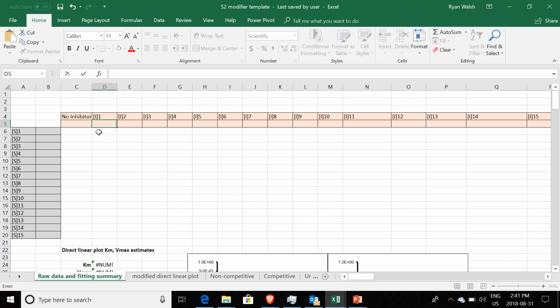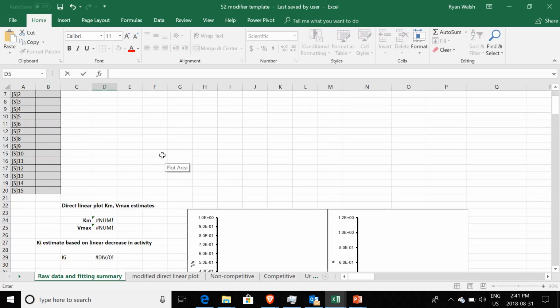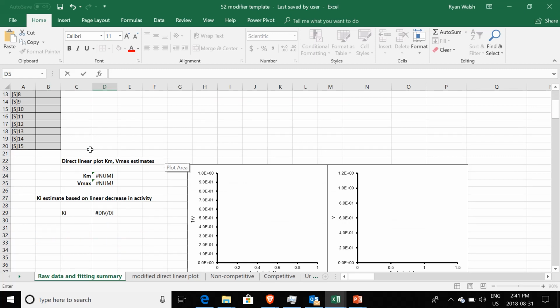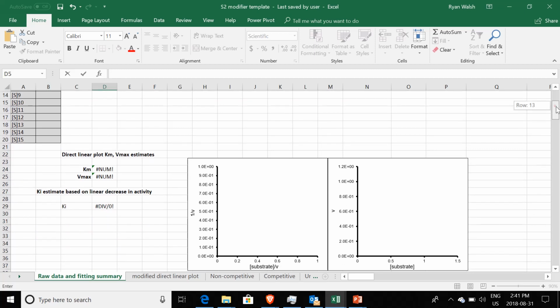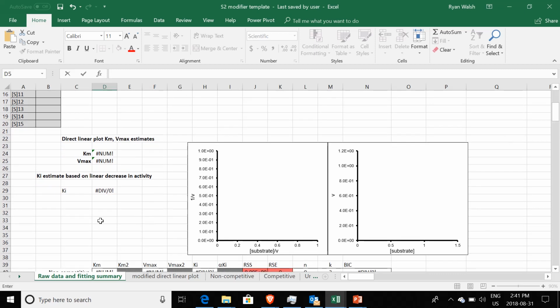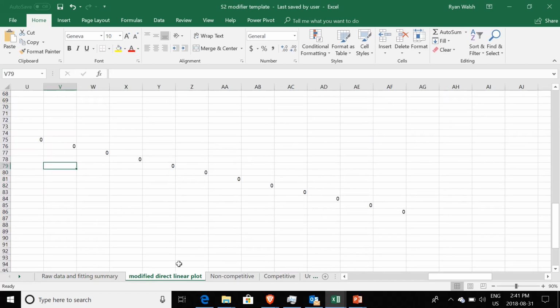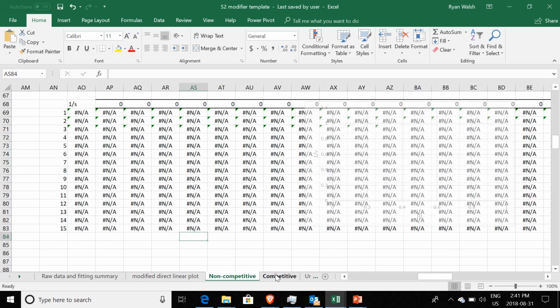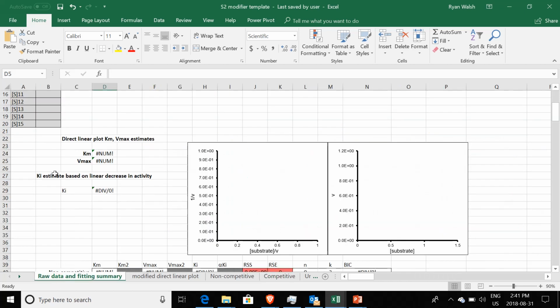But the first one should be 0 because that data is then used by the template to generate an initial guess of the Km and Vmax based on a modified direct linear plot. These plots were developed by Cornish-Bowden, but if you want to see it, these other tabs here are basically just the fitting of the data, but the summary page has all the plots on it, so you don't really have to look at those, but you can if you want to see what the thing is doing and how this is all linking together.